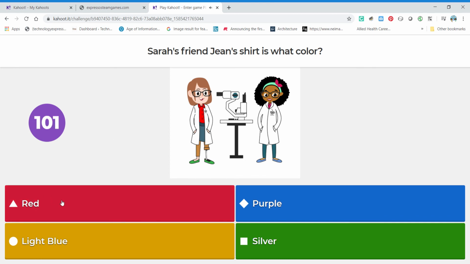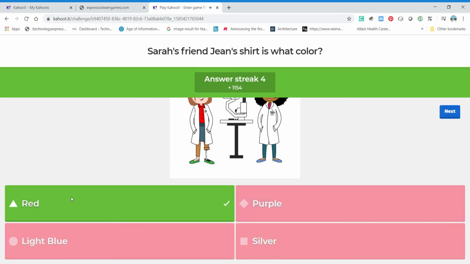And is it red? Is it purple? Is it light blue? Or is it silver? Oh, you probably already clicked the right answer. You probably hovered here and clicked red. And you would be right.